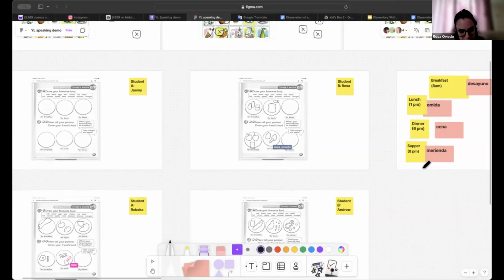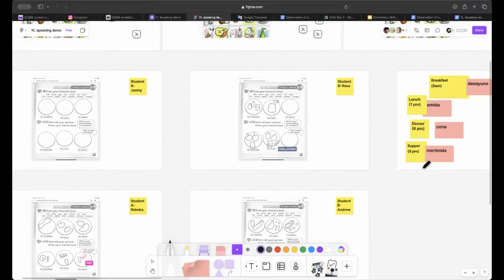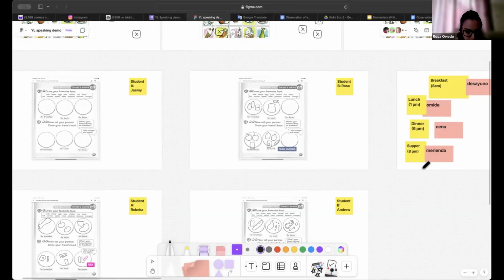What's your favorite food for dinner? My favorite. I like tacos. And what's your favorite food for dinner? My favorite food for dinner is chicken and rice. Okay.